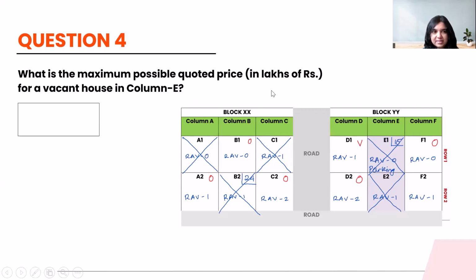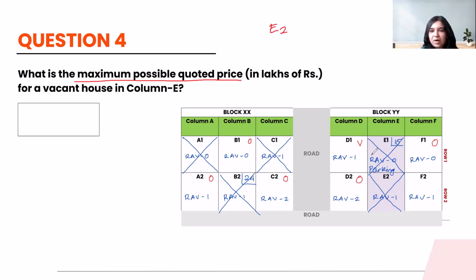Question number 4 is this. What is the maximum possible quoted price in lakhs of rupees for a vacant house in column E? Now, looking at the maximum possible quoted price for a vacant house in column E, E1 already has a 15, which is the minimum price in block YY. However, let's take a look at E2.